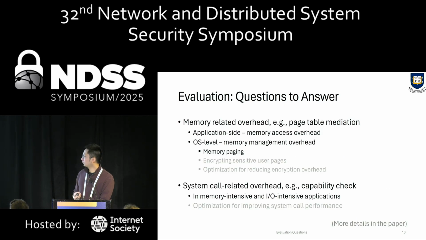Okay, so from the design of Blindfold, we can tell it introduces overhead only related to user memory access and in-system calls. In the following, we present part of our evaluation results related to these two modules. All the evaluation results are conducted on the Raspberry Pi 4 Model B. For other details, please refer to our paper.